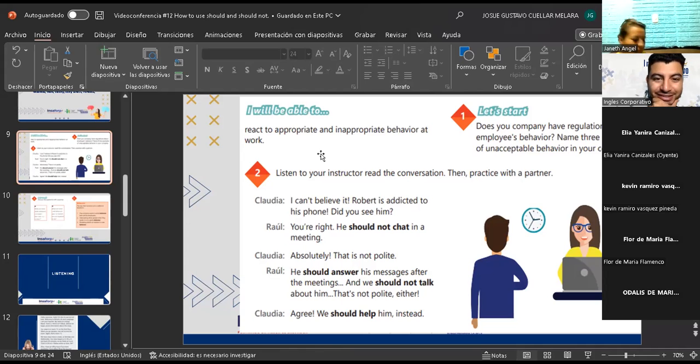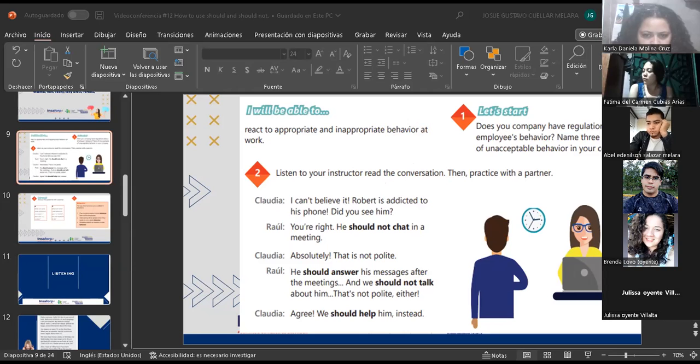Okay. Ni modo. React to appropriate and inappropriate. Bien rara esa palabra. It is like weird. Appropriate, inappropriate. Apropiado o inapropiado. Behavior significa comportamiento. Remember, in the companies, everywhere, we have different types of behavior. Even the customers have one type of behavior, but sometimes it changes. Or the customer service, a veces la gente que está al servicio del cliente, they are really negative.